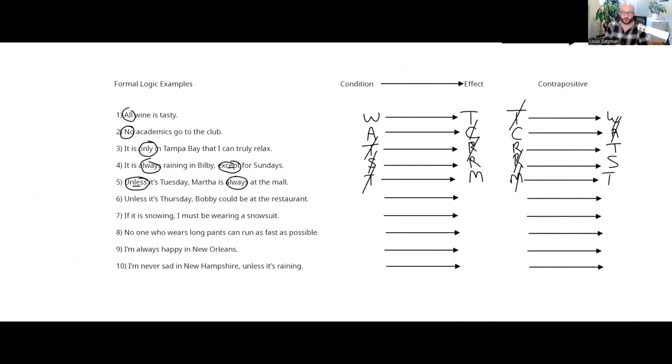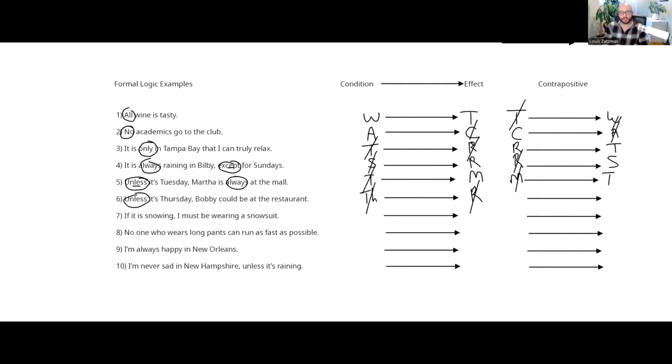This one's a little harder because we have our necessary indicator, unless, and here it's actually could. So we don't know with certainty when Bobby is at the restaurant. We can't prove that. Could cannot prove a certainty. But we do know when he's not at the restaurant. When is he not at the restaurant? If it's not Thursday.